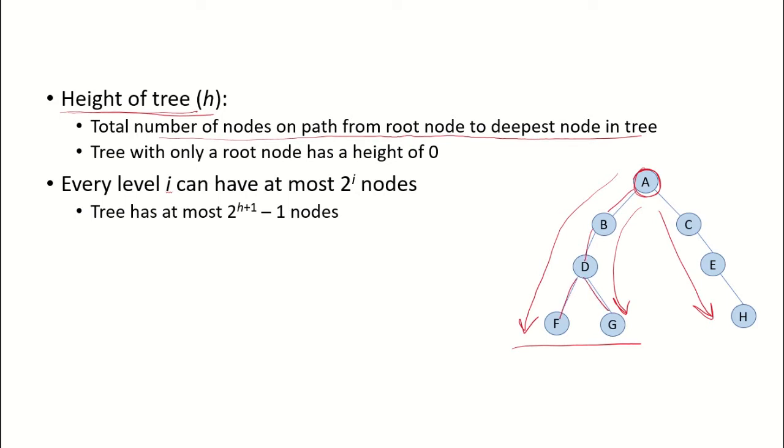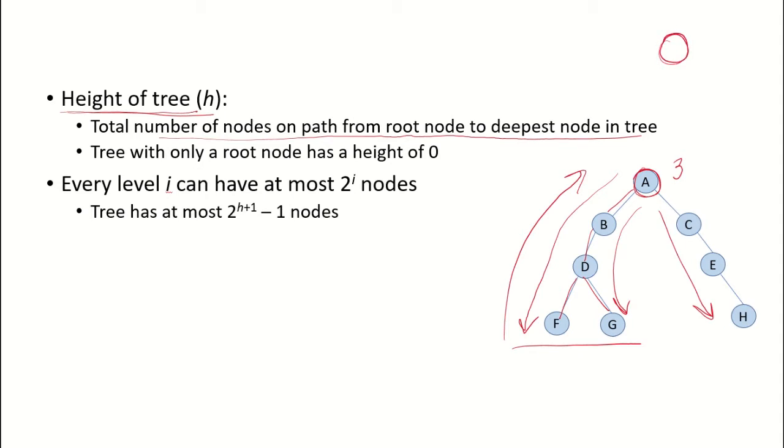the depth is 3. The height also, if you see, would be 3. So we say that the height of this tree is 3. You can refer to my earlier videos to see how to check the height and depth of a tree. We also know that a tree which just has a root node would have a height of 0.